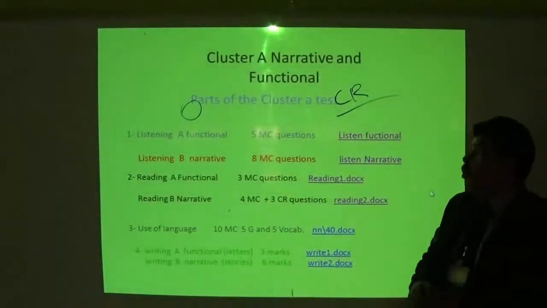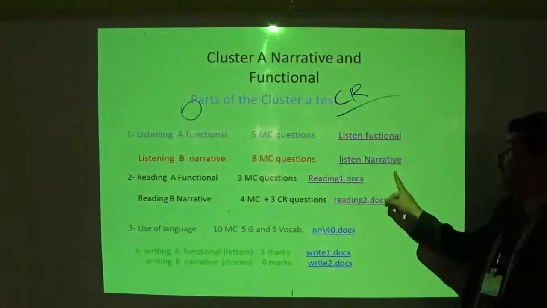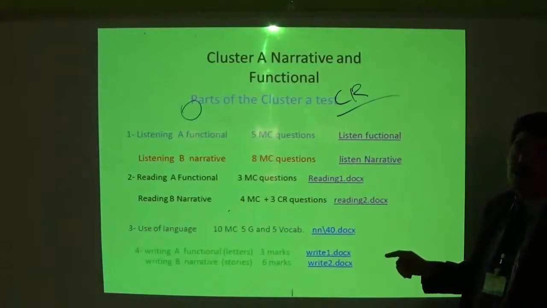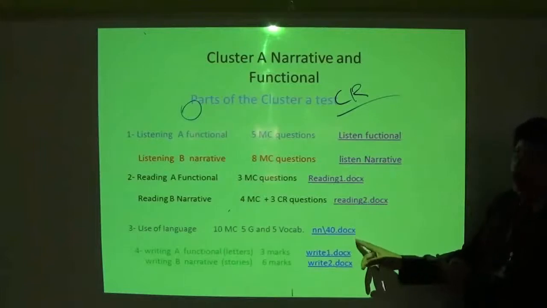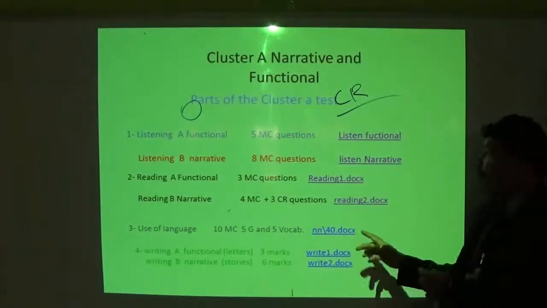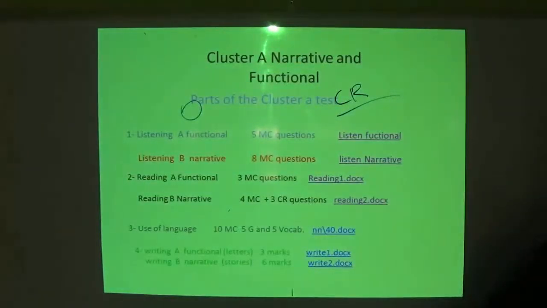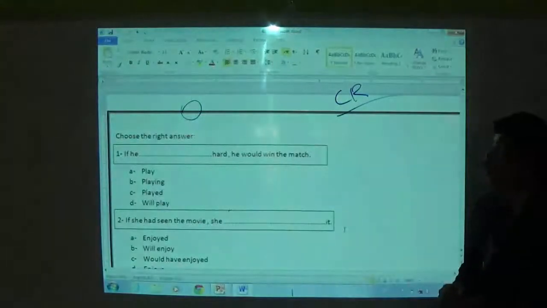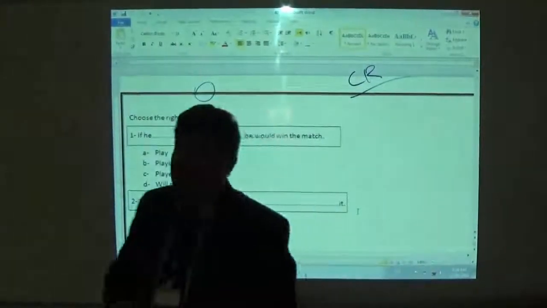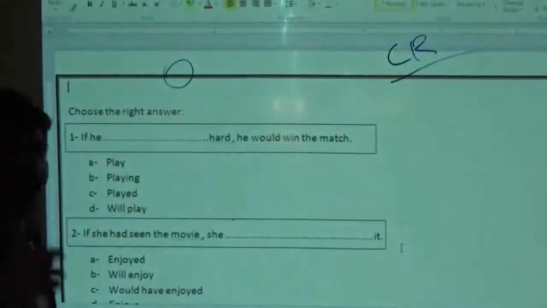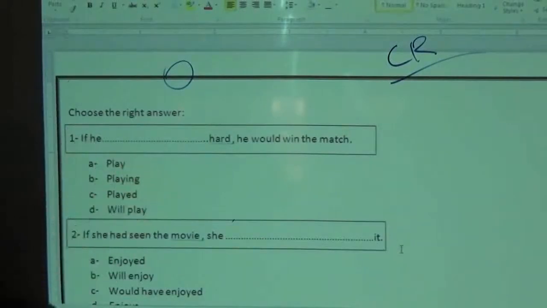Now, after reading, we have looked at the listening function number 1, the second listening and reading, the letter, 3 marks, and the narrative reading. So now we are going to look at the use of language. In the use of language, we have 10 questions like this. Here we have some rules that you started, like the if conditional, and I'll have just a quick look at some of the rules that we have.